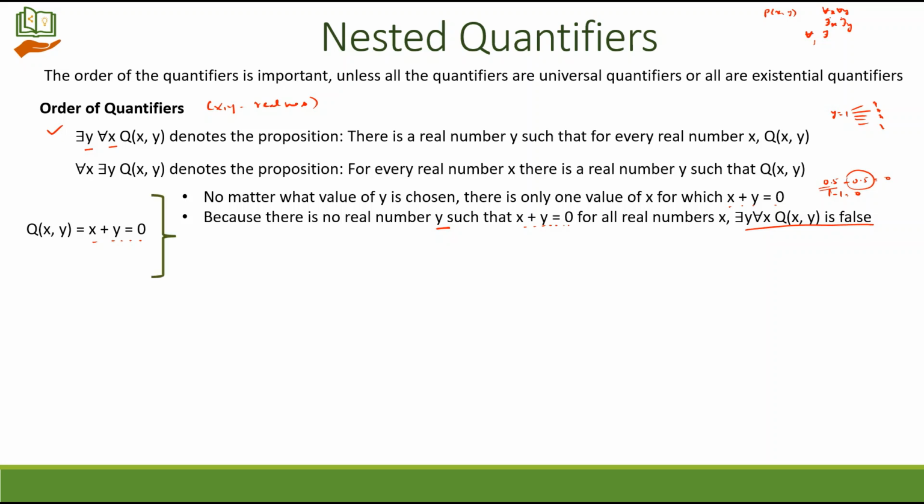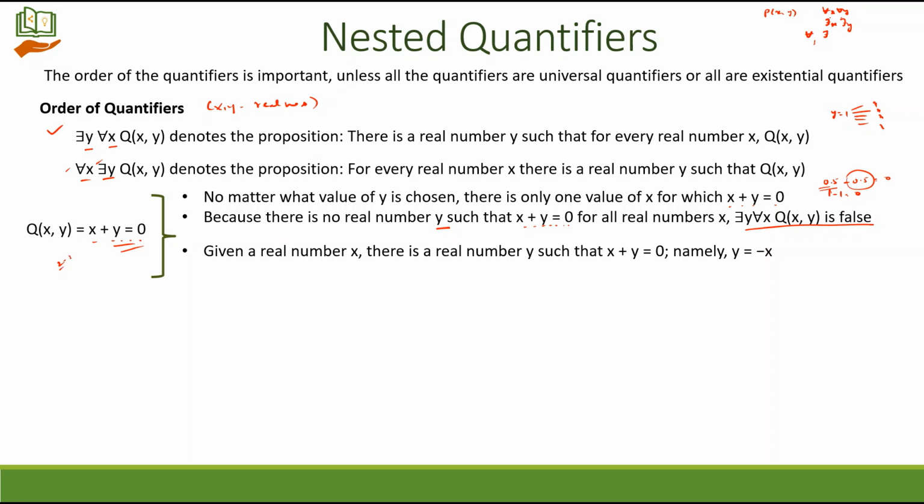Now let's take universal quantification of x and existential quantification of y. So universal is coming first, existential is coming next. This denotes the proposition for every real number x, there is a real number y such that Q of x comma y. So for the same example, let's see this. Given a real number x, say for example, let us take it as 2. There is a real number y such that x plus y equals 0. So for this 2, we can have minus 2.